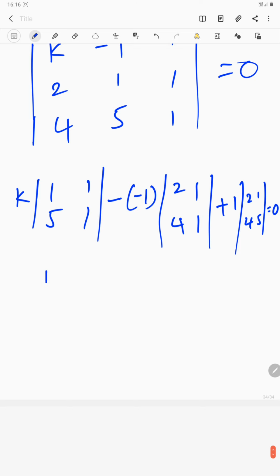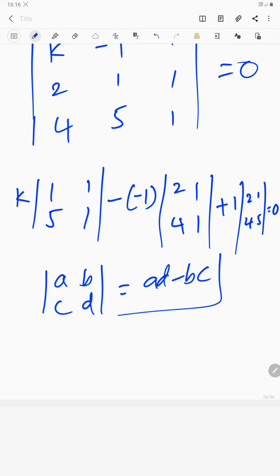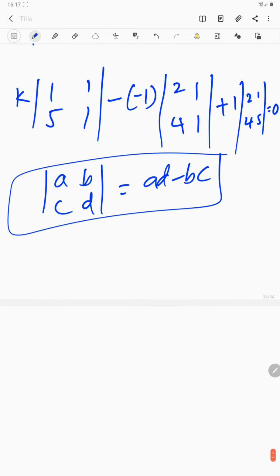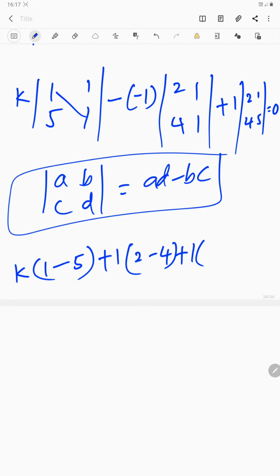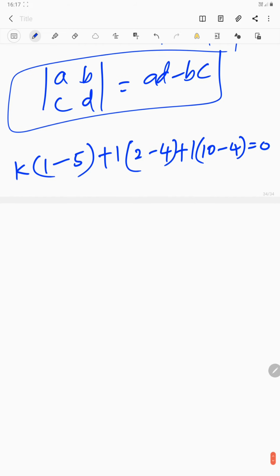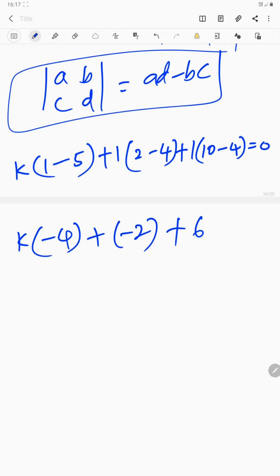Which is equal to 0. Now what is the determinant of A B C D? AD minus BC. ठीक है? Now वो यूज़ करेंगे. K of 1 into 1 1, minus 5 into 1 5, minus of minus plus 1 of 2 into 1 2, minus 4 into 1 4, plus 1 of 2 into 5 10, 4 into 1 4 is equal to 0. K of 1 minus 5 minus 4, plus 1 of 2 minus 4 minus 2, plus 1 of 10 minus 4 6 is equal to 0.